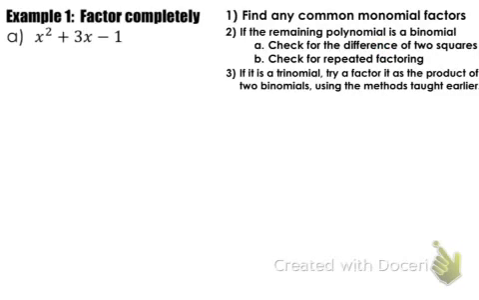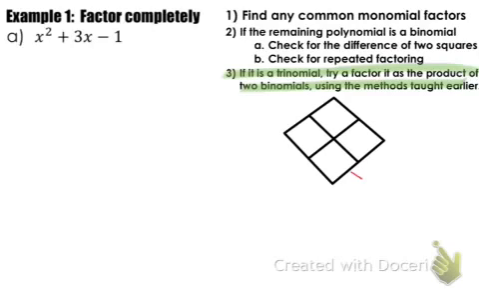So we're left with a trinomial, and we're going to try to factor it as a product of two binomials using the methods that we've already learned. Since our GCF is 1, we're going to create our diamond, and in the bottom of the diamond we have A times C, which is 1 times negative 1, so we get negative 1. In the top we get our B term, which is 3. So we have to think of two numbers that multiply together to get negative 1 and add together to get positive 3.